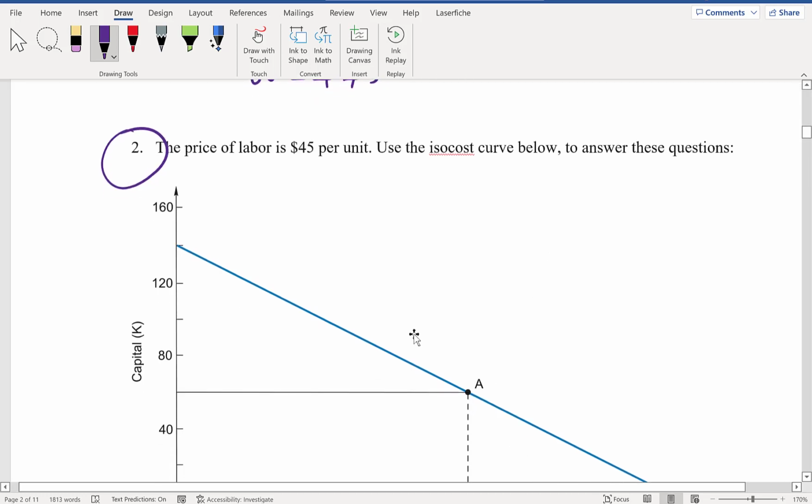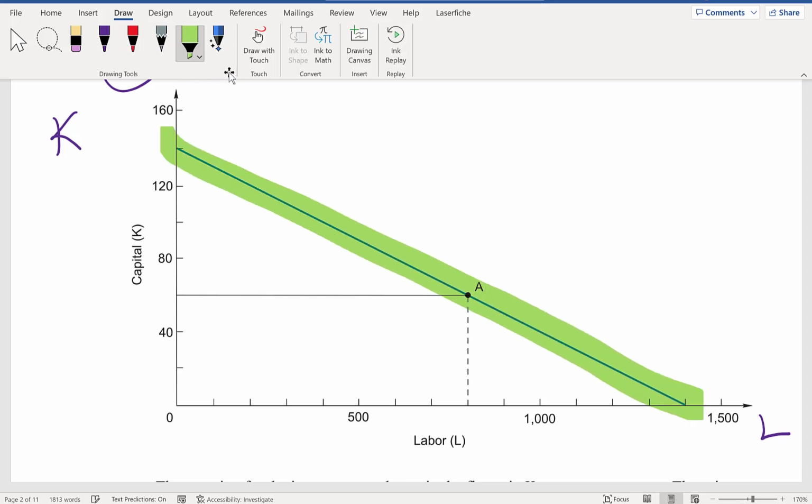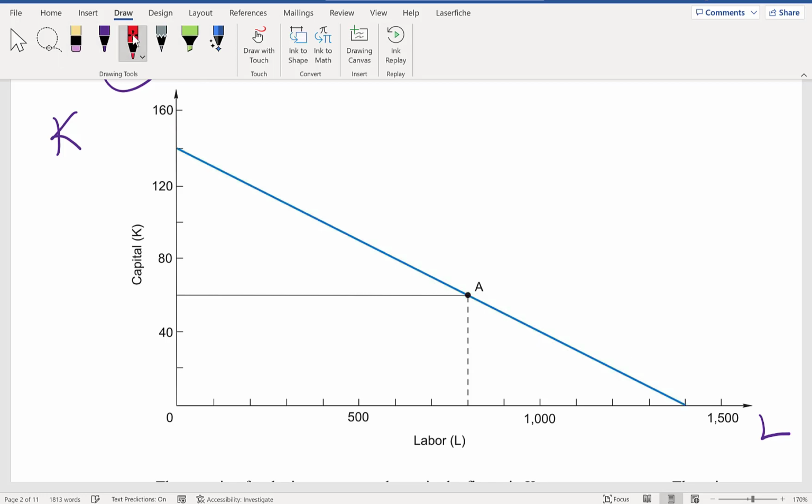Cool. Alright, so I have an Iso-Cost line here, right? We have labor here, we have capital here, right? And on this blue Iso-Cost line, the total cost of production is constant, nothing changes. So this is based on the scale, 140 is the capital intercept. This intercept looks like it's 1400 units of labor. Cool. And let's take a look at a couple more things. On this Iso-Cost curve, all points, including the intercepts, have the same total cost.